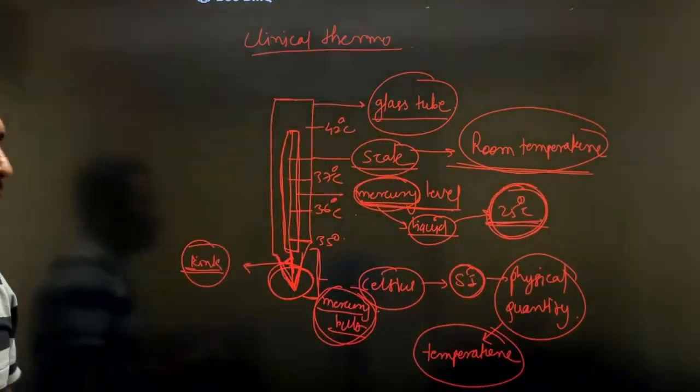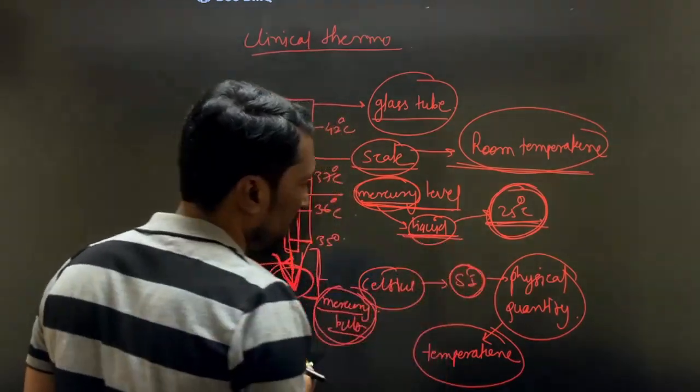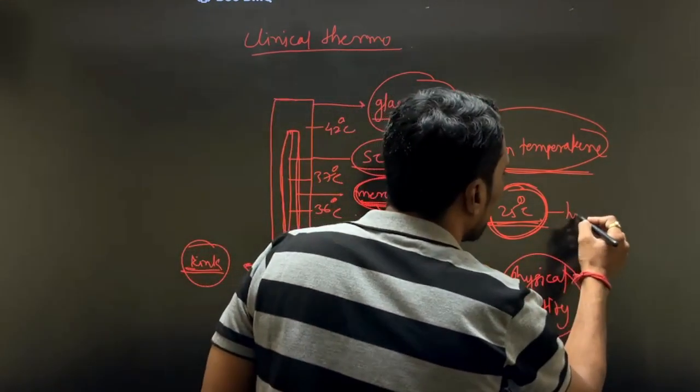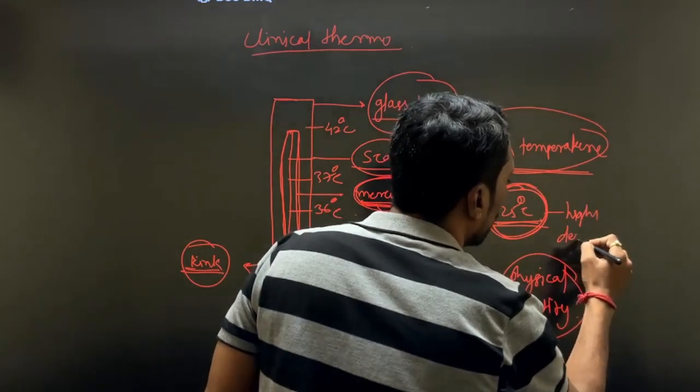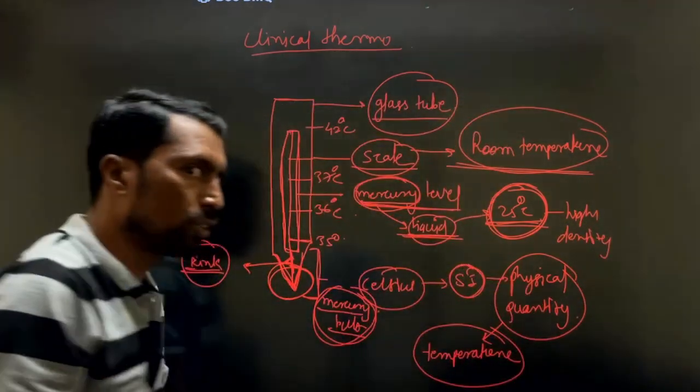25 degrees Celsius पे कौन से स्केल पे होता है? At a liquid state, and it has a high density. Density कैसी होती है? High होती है. इसकी density कैसी होती है? थोड़ी सी ज्यादा होती है.